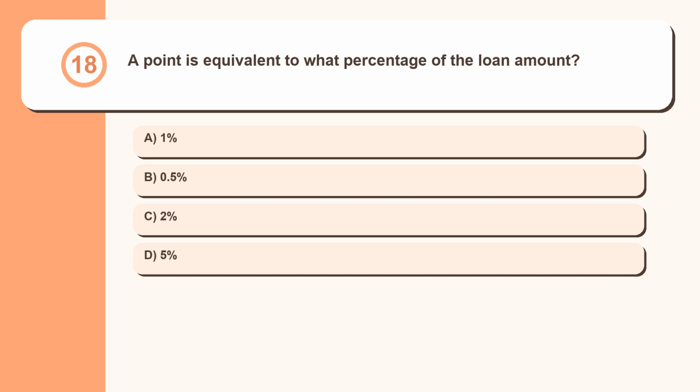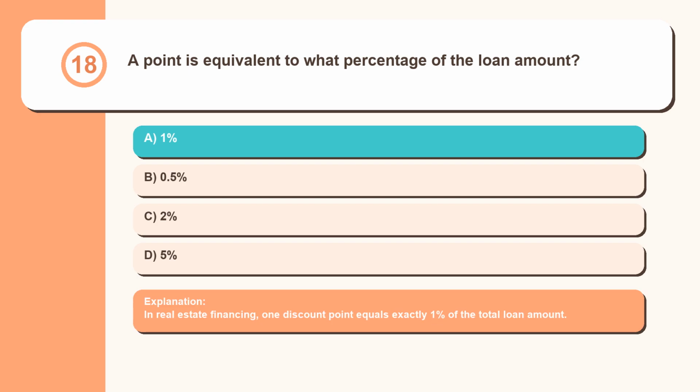Question 18. A point is equivalent to what percentage of the loan amount? 1%, 0.5%, 2%, 5%. In real estate financing, one discount point equals exactly 1% of the total loan amount.